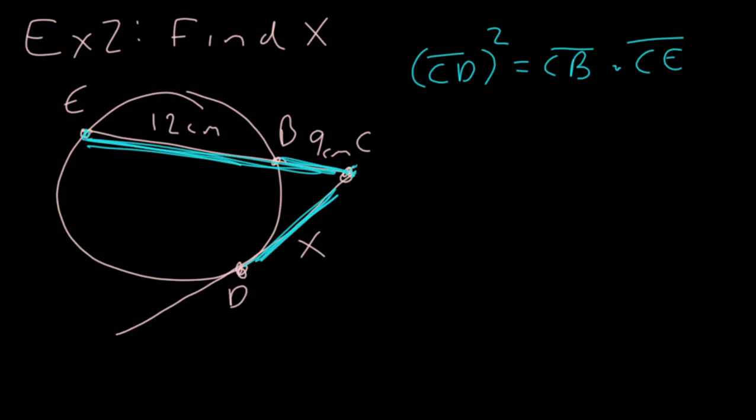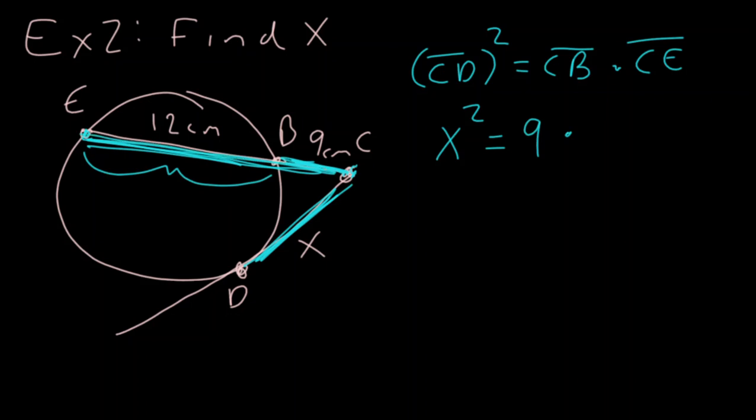Now let's go ahead and fill in the things that we know. We know that CD, our tangent, is going to be x, so we'll simply write x squared equals. We know that CB, our external piece, is 9 times. However, and this is where people make a mistake, if you were to write 12, that would be incorrect. We know that the 12 is simply for BE, and so we're going to have to find this whole length.